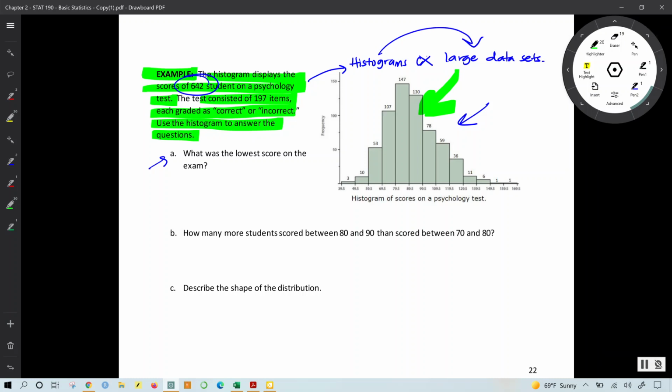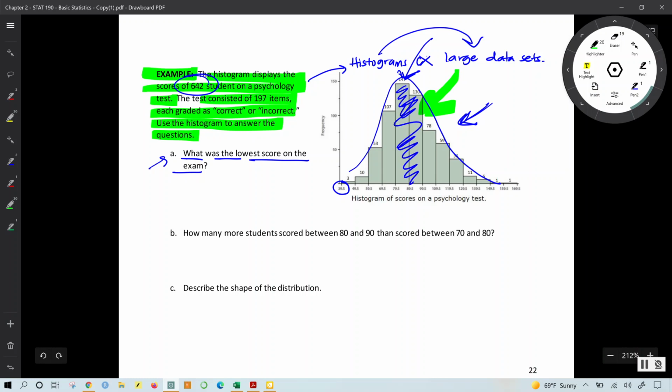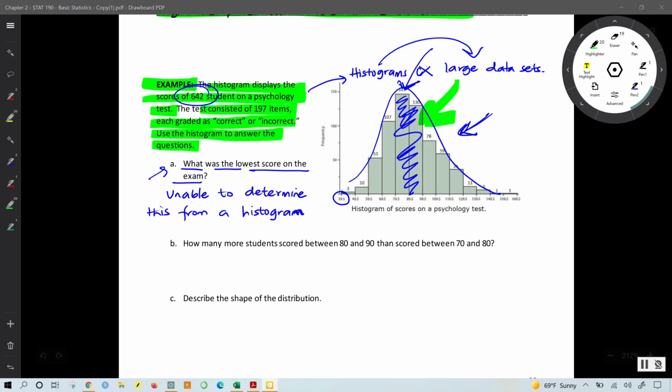So in this case, we would like to answer the first question. What was the lowest score on the exam? Please do not say 39.5. Whenever we have a histogram, there is no decisive way to tell what the lowest or the greatest score is. What we see mostly is just the distribution and where you have a concentration of the data values. That will help to answer the question of what is typical here. So, what was the lowest score on the exam? Unable to be determined from the histogram. So the correct answer is unable to be determined from a histogram.